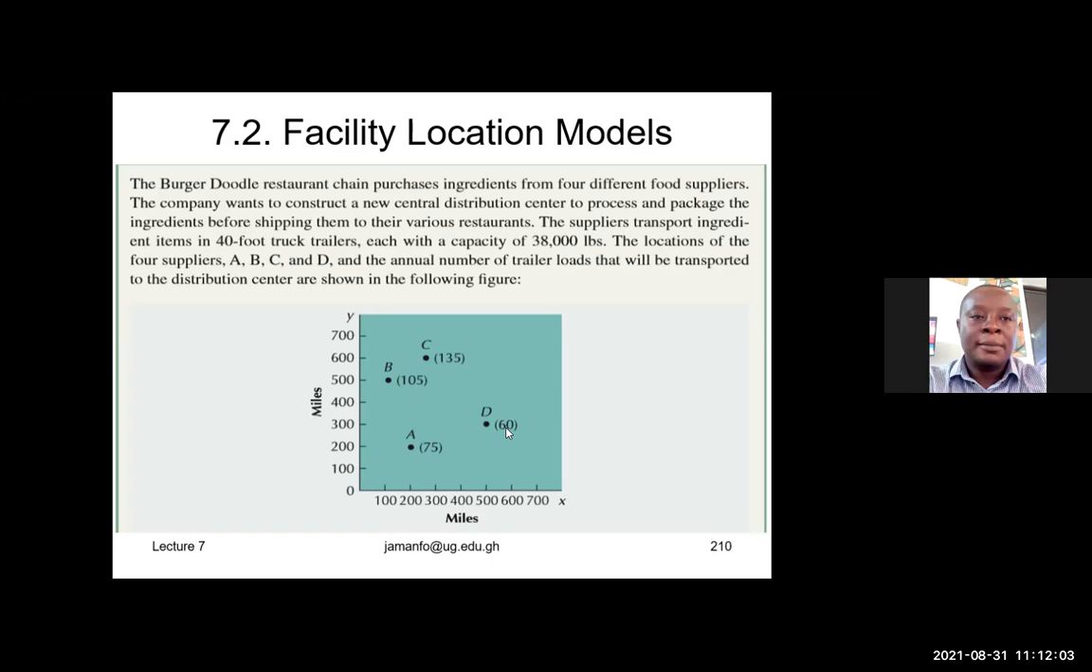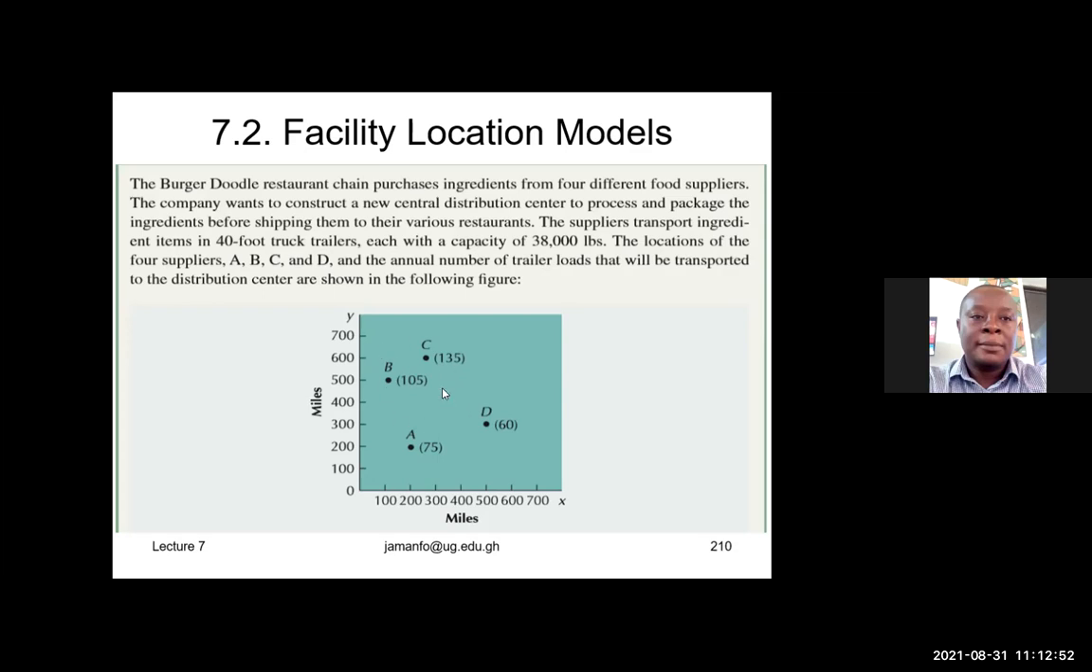from D 60. With the center of gravity technique, we are asking: the company wants to construct a new central distribution center where all the suppliers will ship their supplies before the company then ships them to its outlets. So where should we site it? On the basis of the location of the individual suppliers, which position on this map will be central?